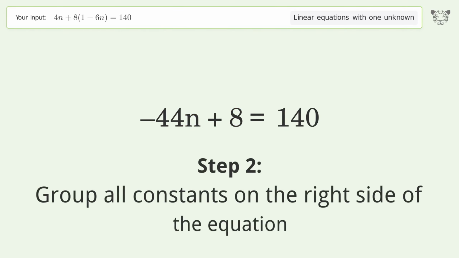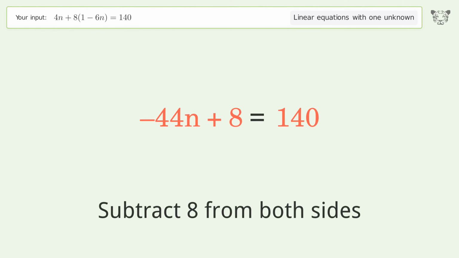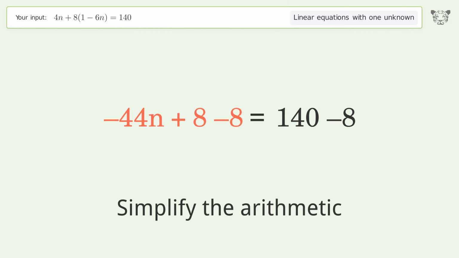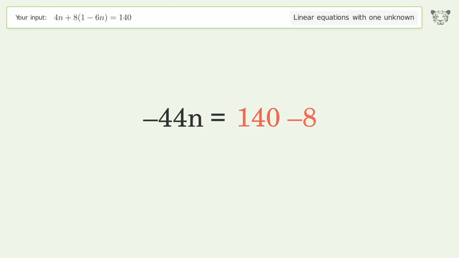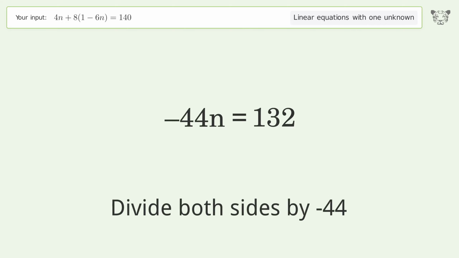Group all constants on the right side of the equation. Subtract 8 from both sides. Simplify the arithmetic. Isolate the n. Divide both sides by -44.